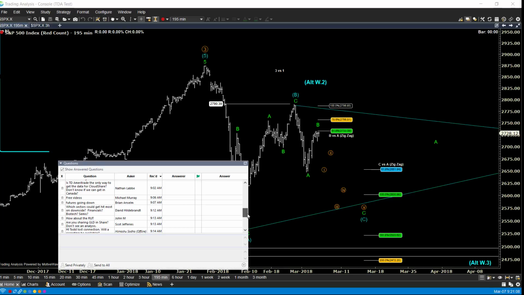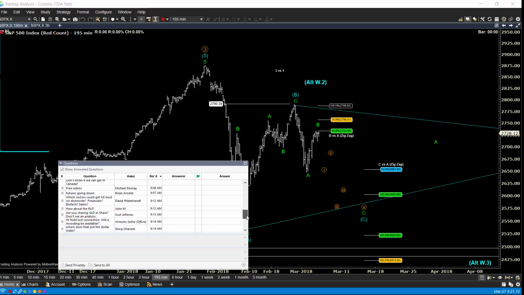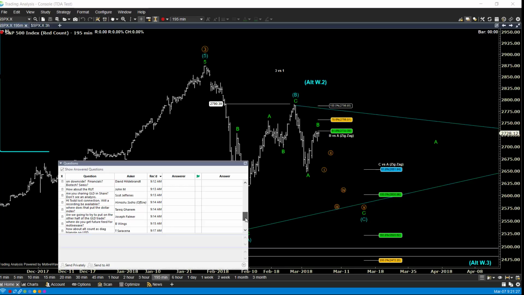The RUT, John M, looks just like the S&P, so it's basically the same chart. Scott, I did share the GLD in there for you. Tarek, where does that put the dollar index if we break through wave 4 support? If that's your question, just much lower, much lower.